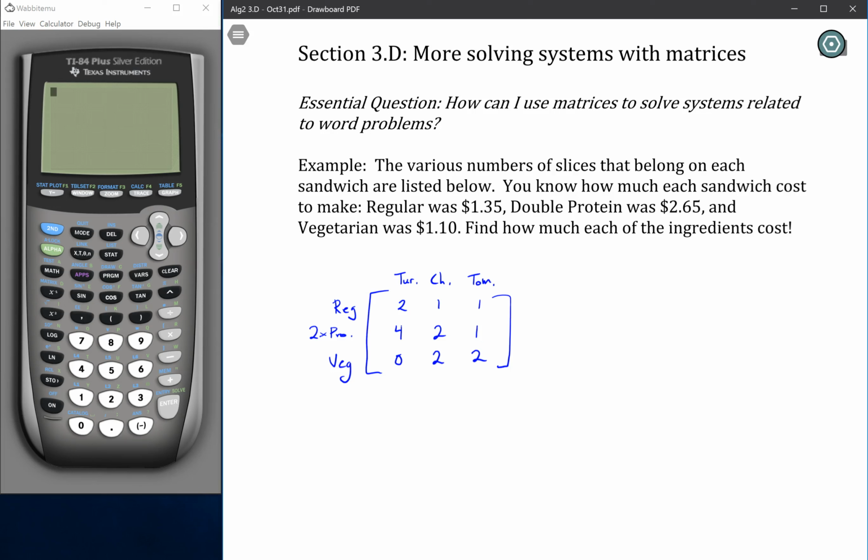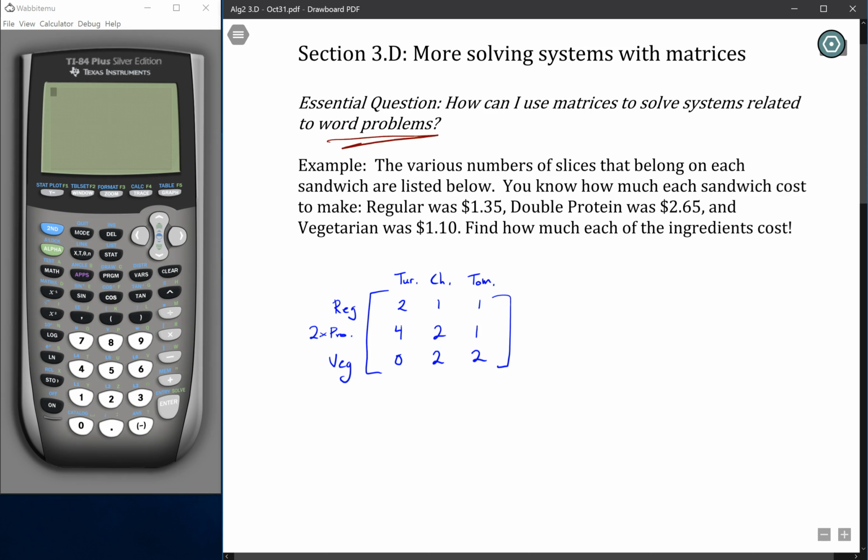I think this will be the last video for Unit 3, so that's exciting. It's Section 3.D, more solving systems with matrices. We're going to solve a system that relates to the word problem that we've been doing this chapter, the sandwiches. So, essential question: how can I use matrices to solve systems related to word problems? And as you can see, this is our familiar matrix related to the sandwiches, the type of sandwich, and the ingredients of the sandwich. So let's read the word problem and get into it.